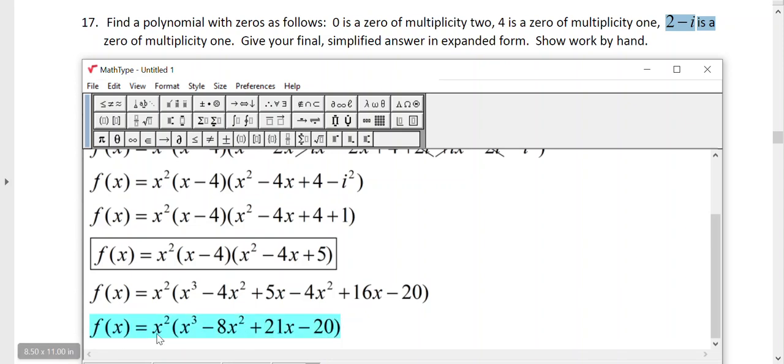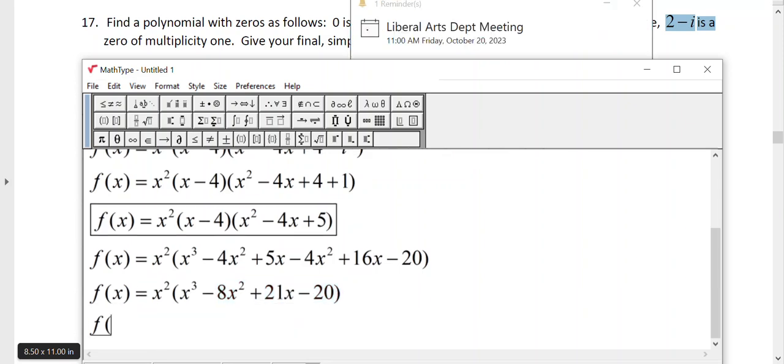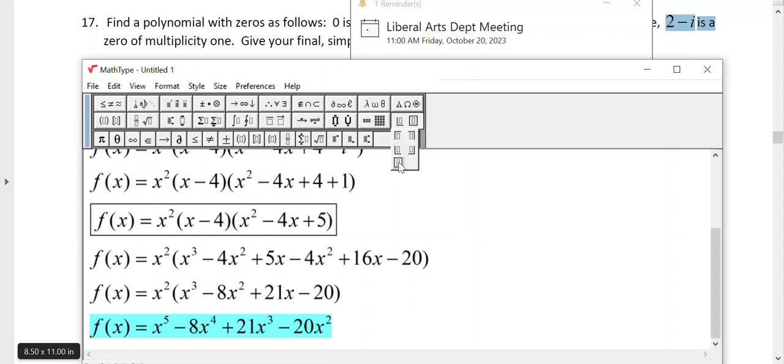And one last step, we need to multiply this monomial term, this x squared, into each of these. Okay, so we'll finish that up. f of x equals x to the second times x to the third is x to the fifth. x to the second times negative 8x to the second is negative 8x to the fourth. Plus 21x to the third. 2 and 1 more makes 3. And minus 20x to the second. So altogether, that should be my final answer in its expanded form.